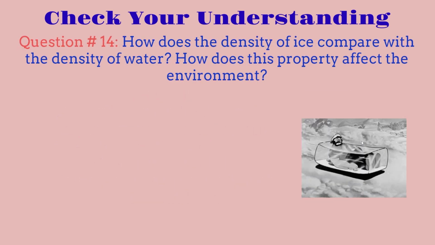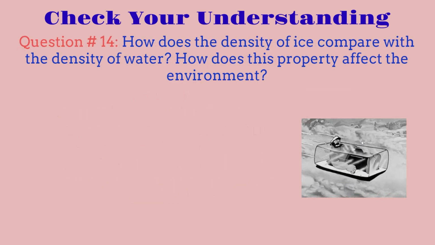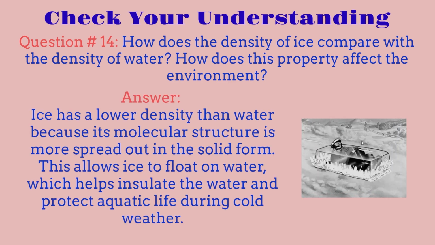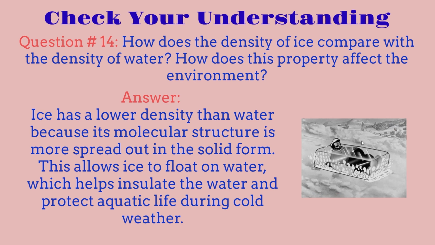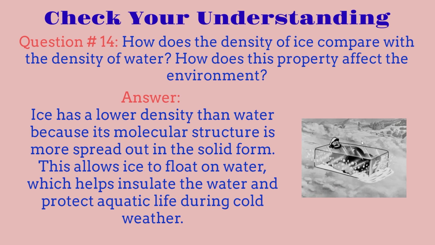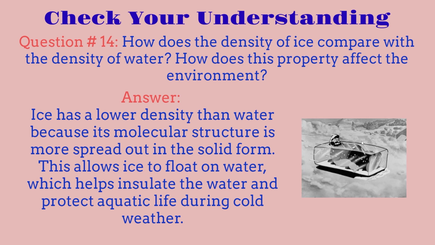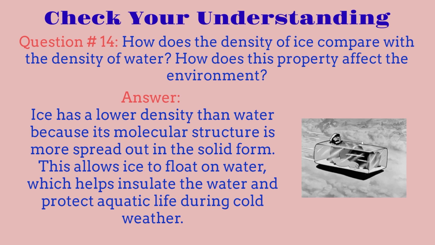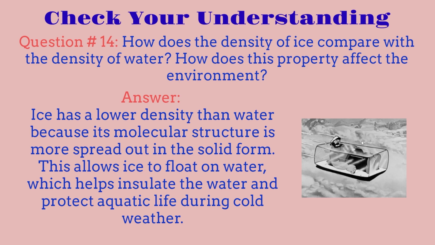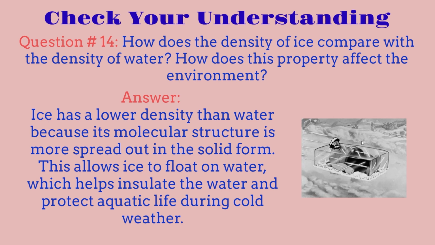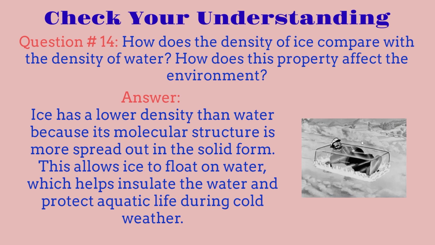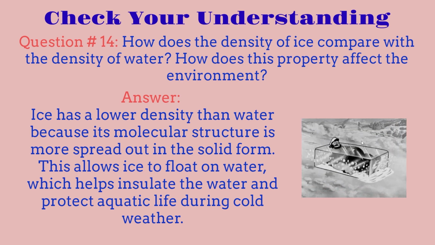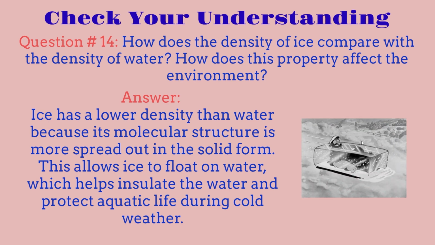For question number 14, how does the density of ice compare with the density of water? And how does this property affect the environment? For the answer, ice has a lower density than water because its molecular structure is more spread out inside of the solid form. And this allows ice to float on top of the water. So there's always like a thin layer of ice on top of the water during the winter, so aquatic life can still remain living since there's still water underneath the ice.